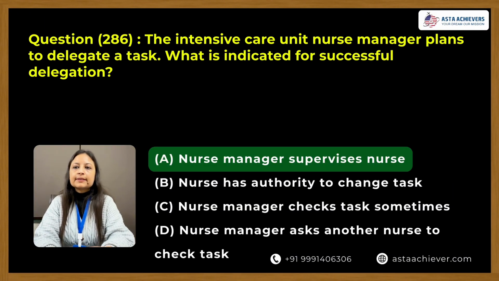Question number 286. The intensive care unit nurse manager plans to delegate a task to a nurse. So which is indicated for successful delegation? Option A, nurse manager supervises nurse. Option B, nurse has authority to change. Option C, nurse manager checks task sometimes. And option D, nurse manager asks another nurse to check the task. So option A, nurse manager supervises nurse, is indicated for a successful delegation.